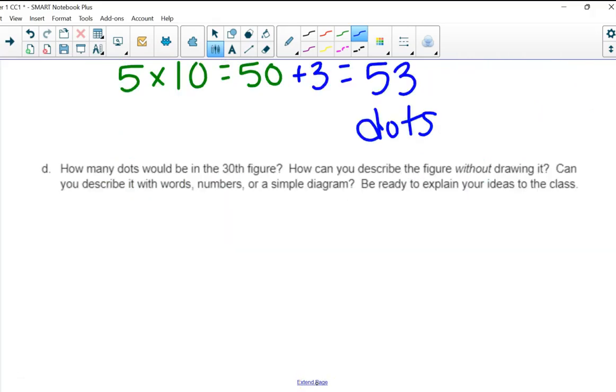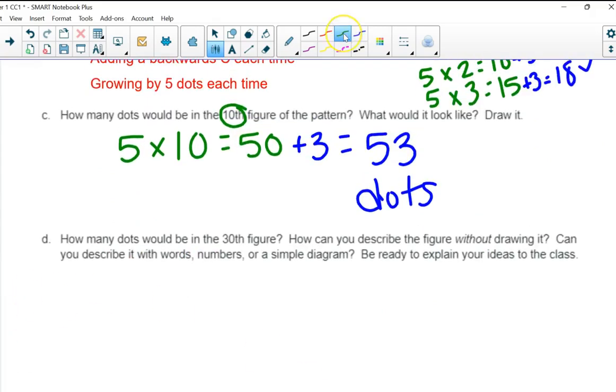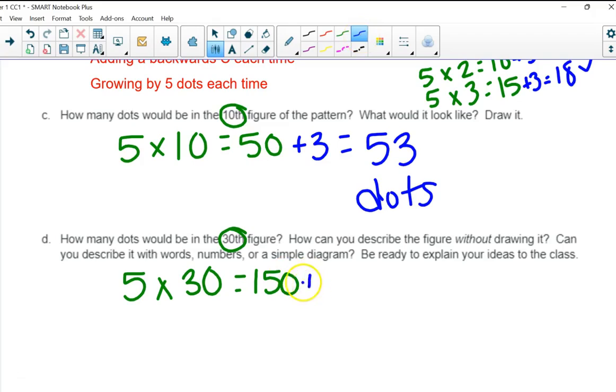All right, let's try D. How many dots would be in the 30th figure? Well, you really don't want to draw that one, right? That'd be a ton of work. So let's do our little trick. We have 5 as our multiplier. That's what it's growing by each time, times our figure number, which in this case is 30. So 5 times 30 is 150, but remember, we had to add 3 to make it correct. So there are 153 dots in the 30th figure.